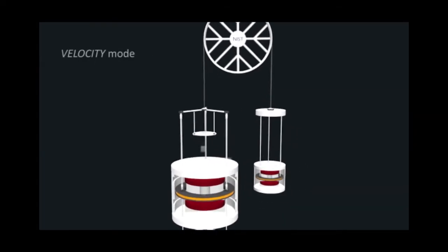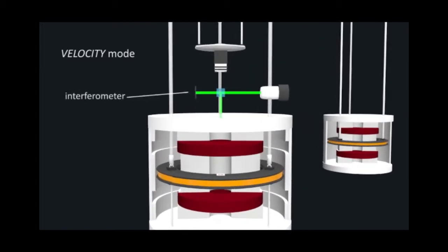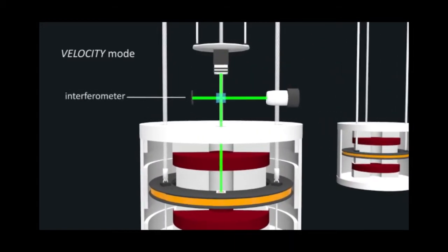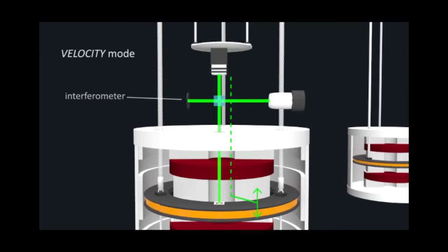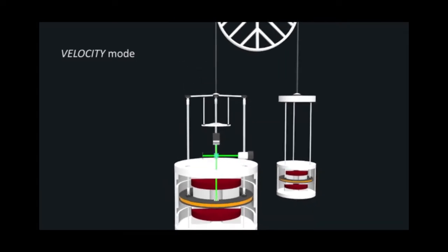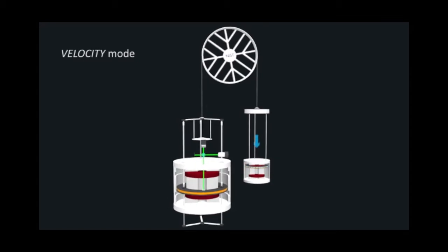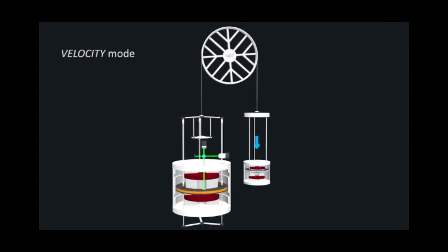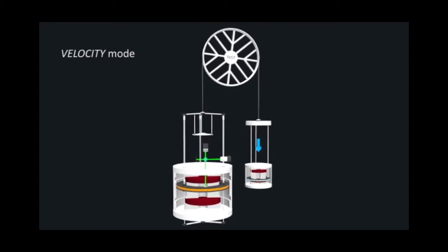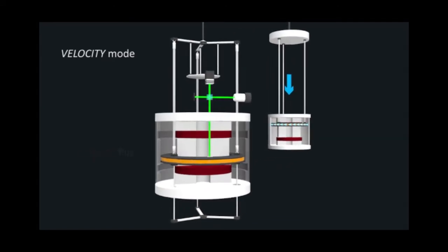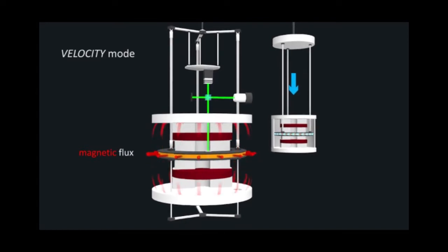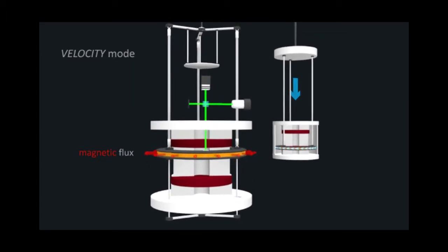In velocity mode, laser sensors track the coil's motion using a technique called interferometry. This detects differences in position as small as a fraction of the wavelength of the laser light. As the motor moves the coil, the interferometry system ensures that the coil's motion remains perfectly constant. That constant velocity makes it possible to calculate the strength of the magnetic field.